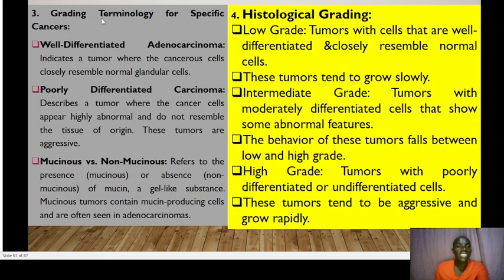So what about the grading terminology for specific tumors? We could have well-differentiated adenocarcinoma, poorly differentiated, and mucinous or non-mucinous. What about the histology grading? We could have low-grade tumors, intermediate tumors, where the behavior falls between low-grade and high-grade. For high-grade tumors, these tumors are poorly differentiated and or undifferentiated. So these tumors tend to be more aggressive and grow rapidly.